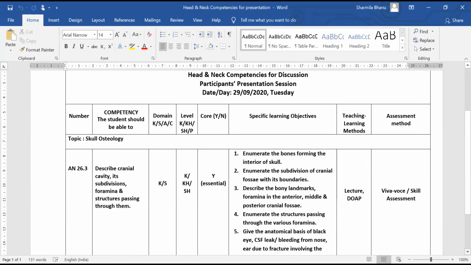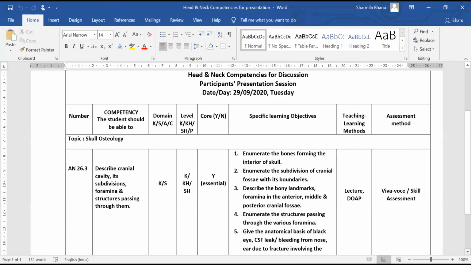Good evening, one and all. The first competency, the topic of skull osteology, is to describe the cranial cavity, its subdivisions, foramina, and structures passing through them. The domain is know and skill. The level of the competency is knowledge, know how, and show how. And the core competency level is essential.